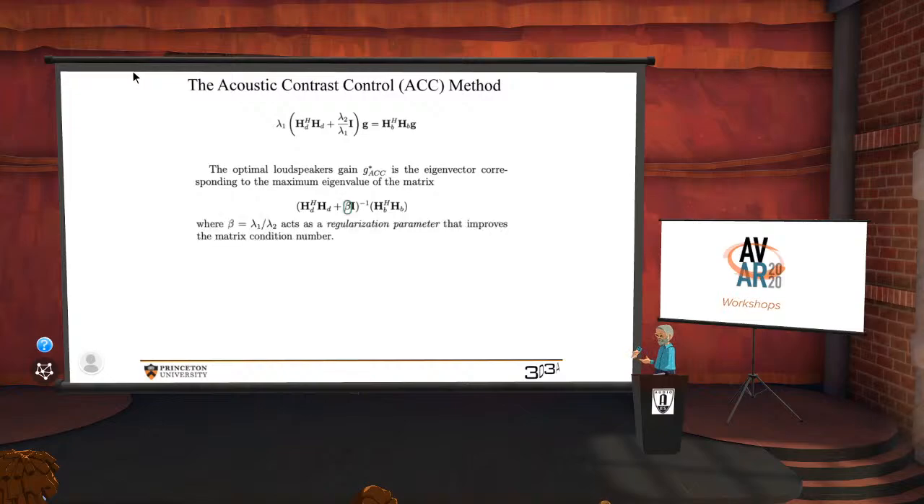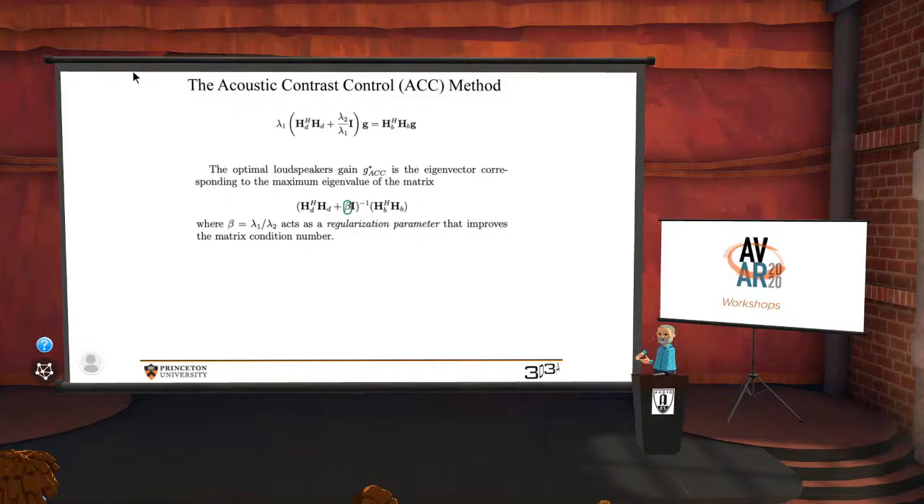So to solve this problem, you are actually doing an inversion. So this is called a pseudo inversion, and that beta, this is a little mistake here, beta should be lambda 2 over lambda 1, which appears in the first equation. That is called a regularization parameter. When that beta equals 0, you are doing a perfect inversion. And that perfect inversion will give you extreme high contrast, but will blow your speakers.